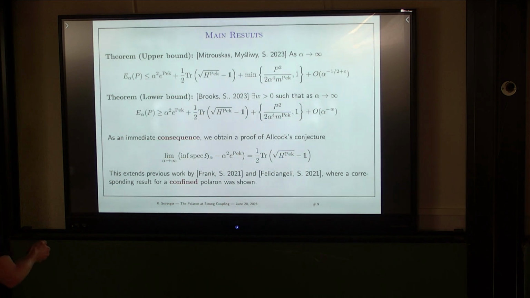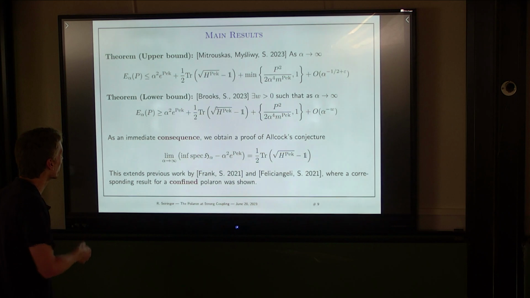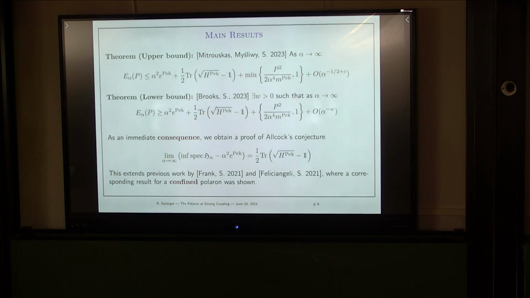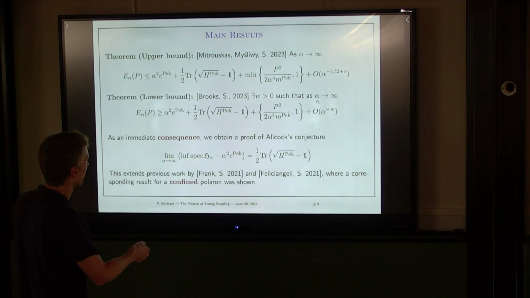The corresponding lower bound was proved together with Maurice Brooks, who was also a PhD student at IST. It reads the same, right? Except that now the inequalities are turned around, so it's a lower bound. Everything looks the same, except the error term we got is a little bit worse.